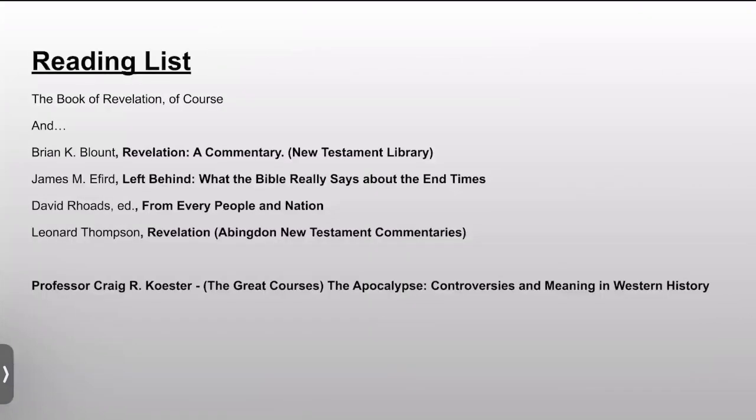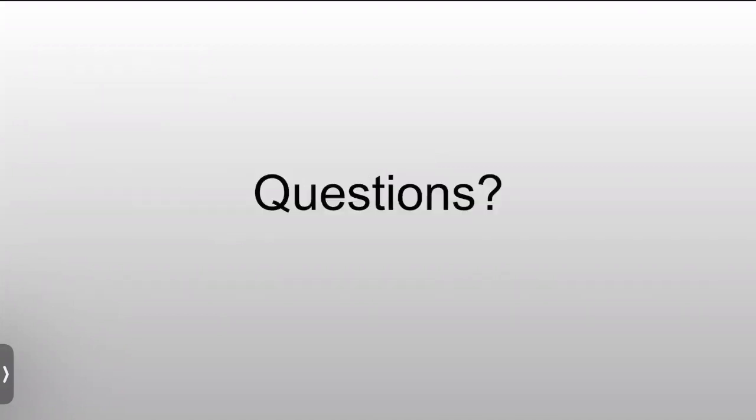I decided to put the reading list ahead of the question section because I sometimes forget. I just want you to know the primary sources. I have not included my online sources today because I ran out of time, and I should have. But my primary sources have been commentary by Brian K. Blunt, commentary by Leonard Thompson, and also commentary by Craig R. Koester for today's lesson. I didn't really consult From Every People and Nation or Left Behind: What the Bible Really Says About the End Times. But those will be books that we'll consult later.